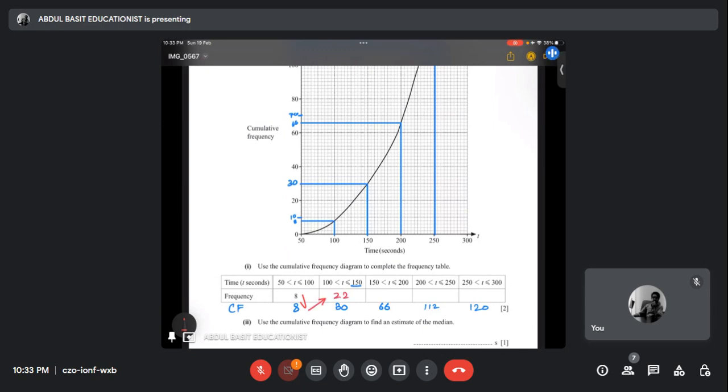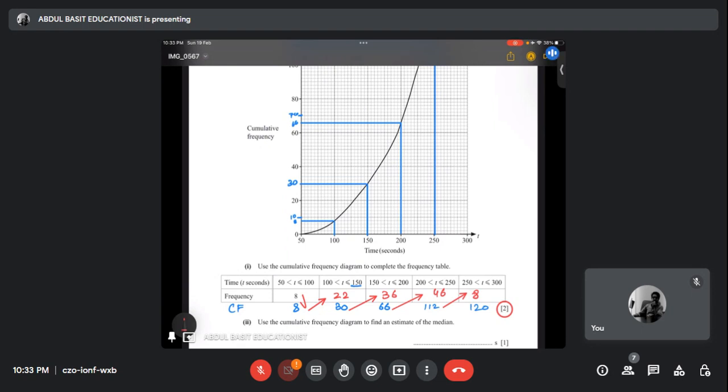30 plus what is 66? It's 36. 66 plus what is 112? 112 minus 66 is 46. And we know that 112 plus 8 is 120, right, Ramsha? So that's how we'll complete the frequency table. Easy or not?